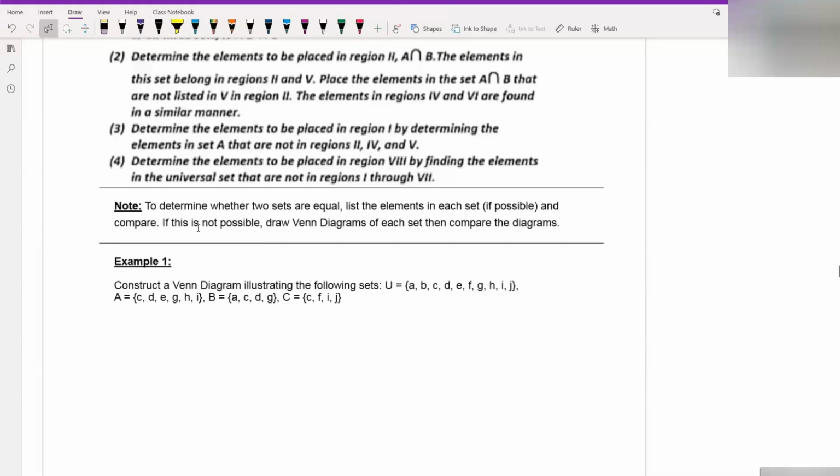Here it just says how you can compare 2 sets. To determine whether 2 sets are equal, list the elements in each set and compare. If this is not possible, draw Venn diagrams. So it's easy to compare.